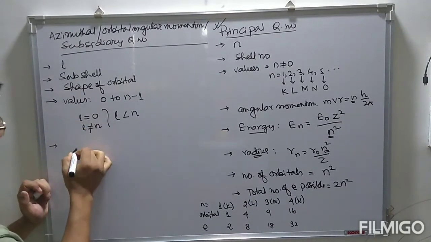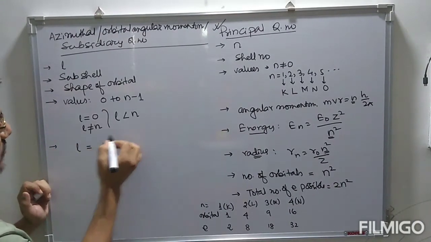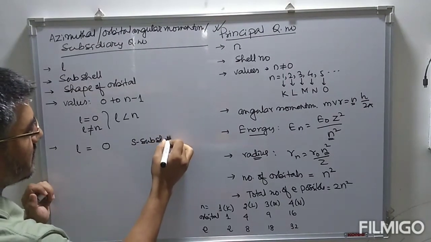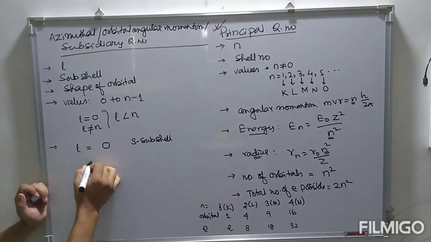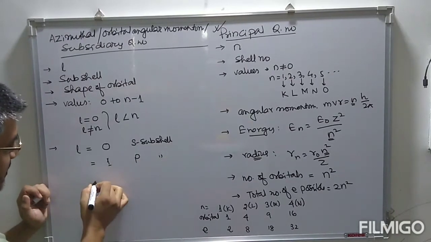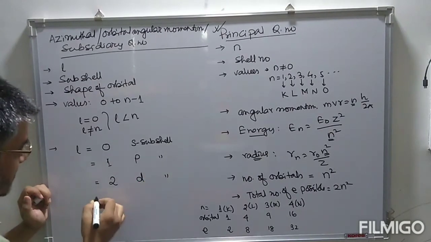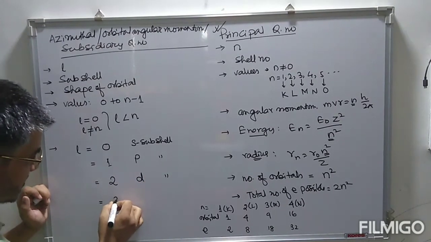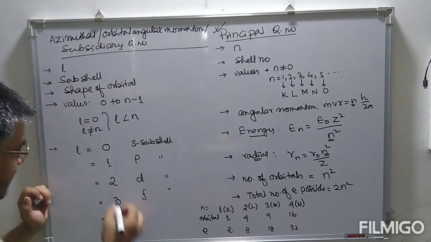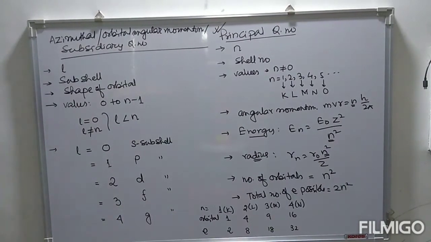If the value of l is 0, we say this is the s subshell. If the value of l is 1, we say this is the p subshell. If the value of l is 2, we say this is the d subshell. If the value of l is 3, we say this is the f subshell. If the value of l is 4, we say this is the g subshell, etc.